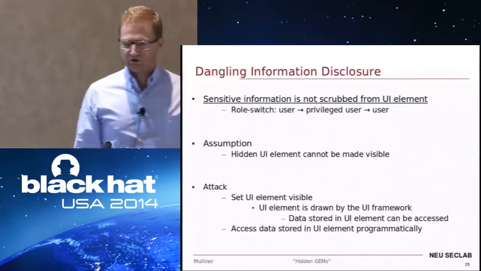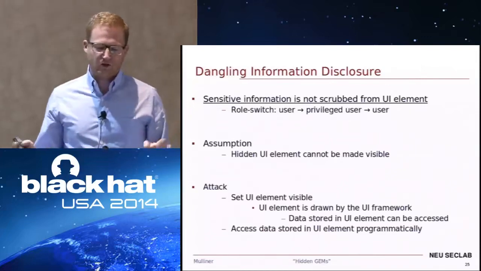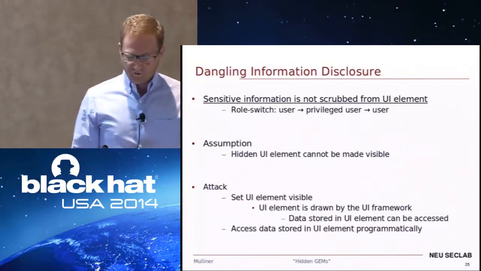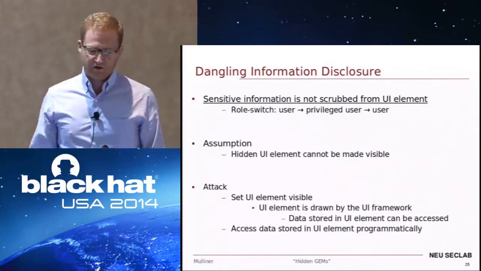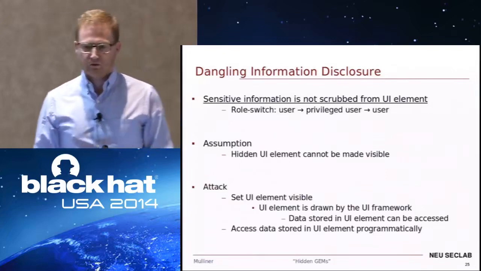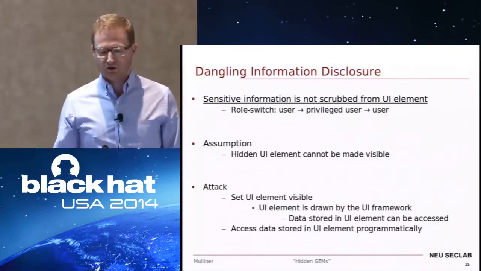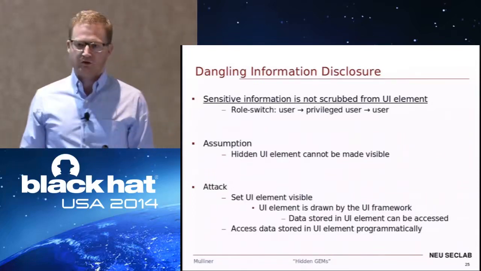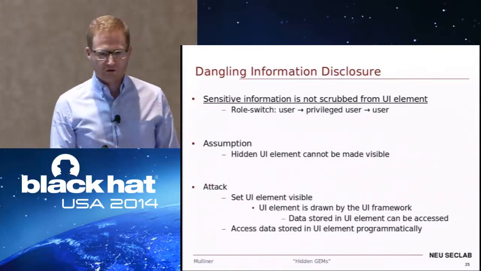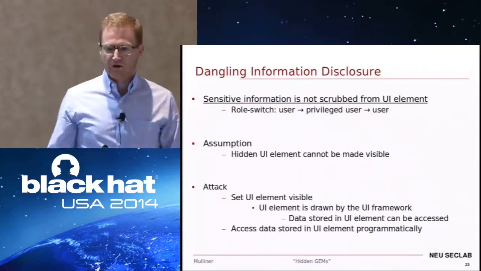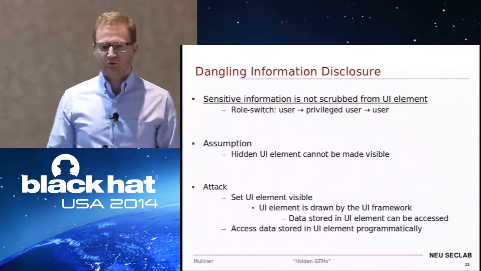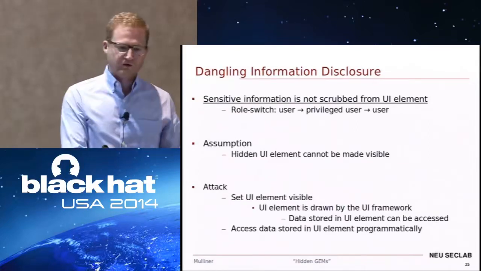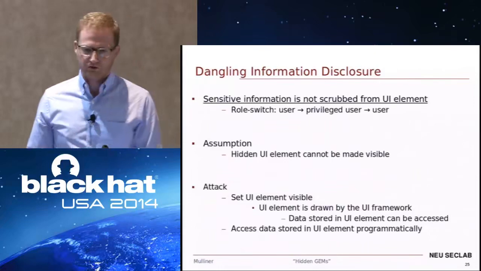A small variation of the normal information disclosure is what we call dangling information disclosure. Here the basic idea is that sensitive information is not scrubbed from a UI element after the UI element is no longer used. For example, you're a normal user, you change something, then you see, oh, I made an error, but I cannot revert it. So you get maybe a supervisor, somebody with higher privileges, who temporarily escalates the privileges, reverts your changes, and then drops back to your user.